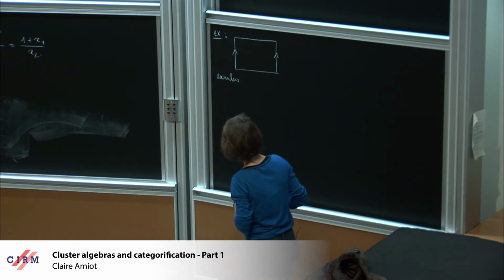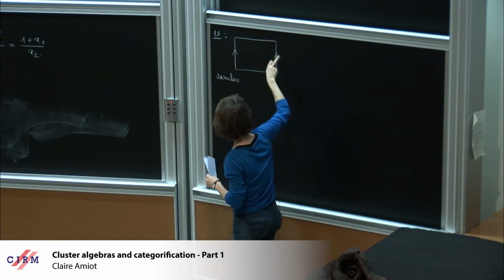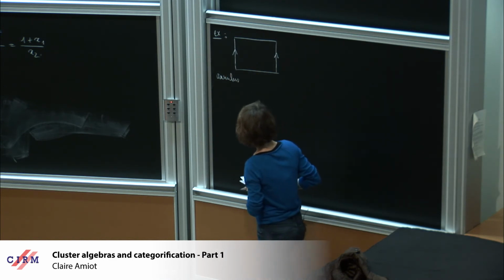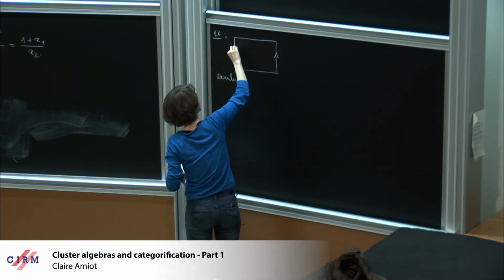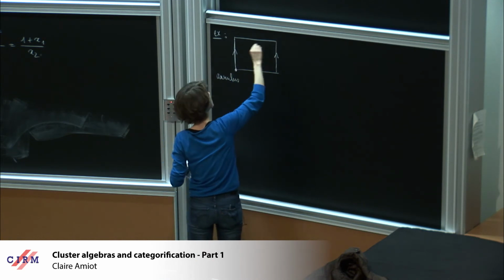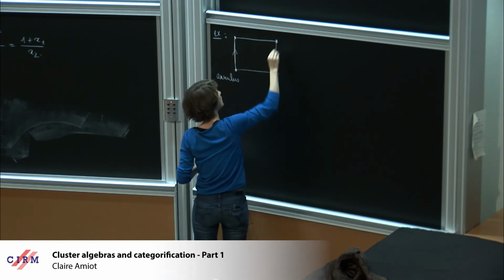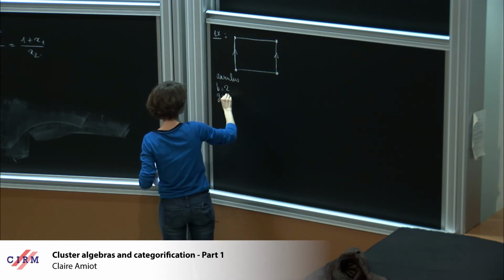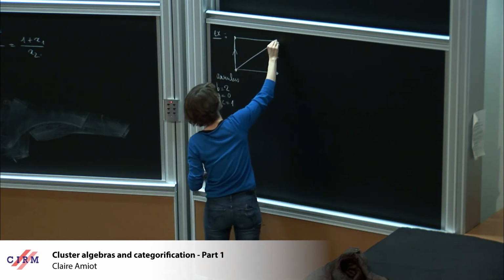So a disk with two boundary components. I just draw it like this, and I identify these two arcs, and I take the following triangulation. So okay, b equals 2, g equals 0, and c equals 1. And I take the following triangulation.